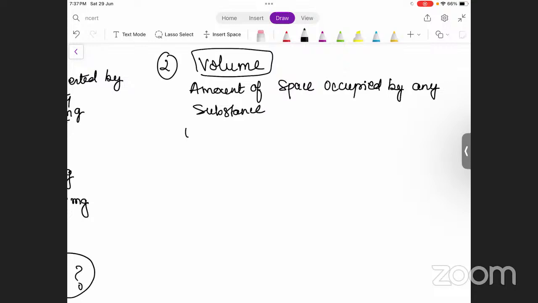Now, what will be its unit? Its unit is the cube of length. Now, what is the unit for length? It is meter, so it will be meter cube.